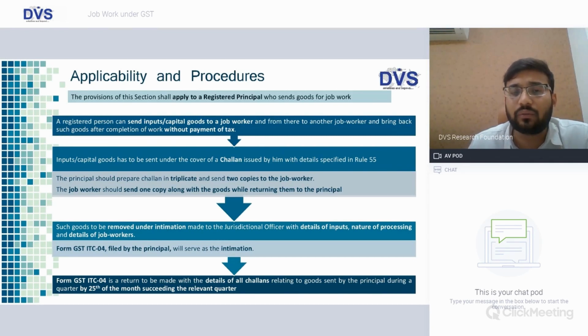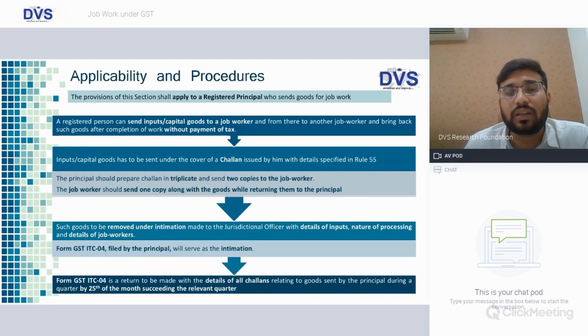without any tax. There won't be any tax on the movements of goods being transferred from principal to job worker, and again from job worker to principal. Inputs and capital goods have to be sent under cover of exemption, or I would say for no payment of tax. They have to be sent under the cover of a challan, which has to be issued by the principal.